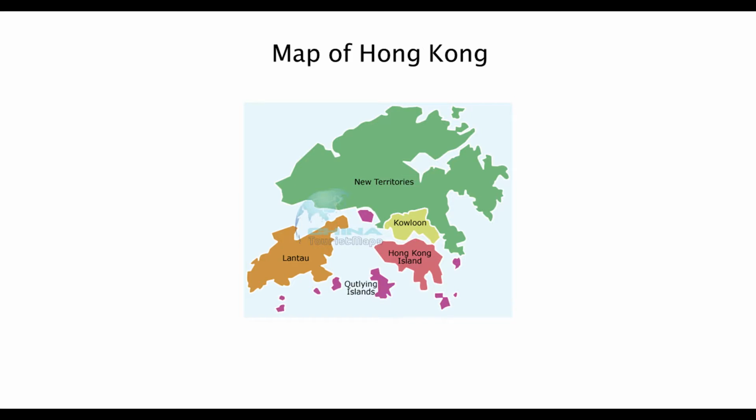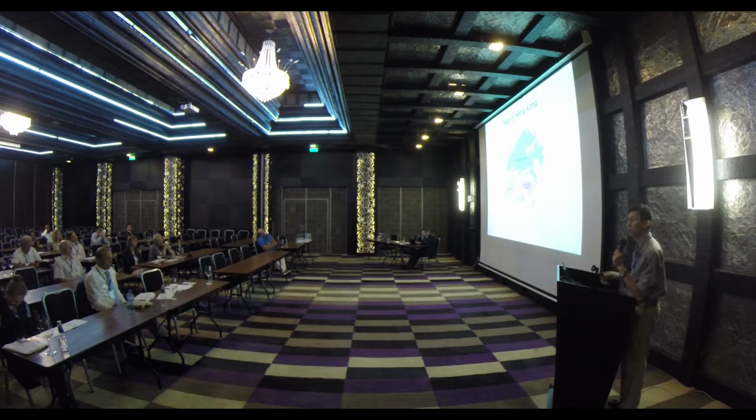Now Hong Kong, the urban core consists of Kowloon and Hong Kong Island. You can see that the urban core is a relatively small area compared to the entire Hong Kong. Much of it is the New Territories and outlying islands. Those are more rural.